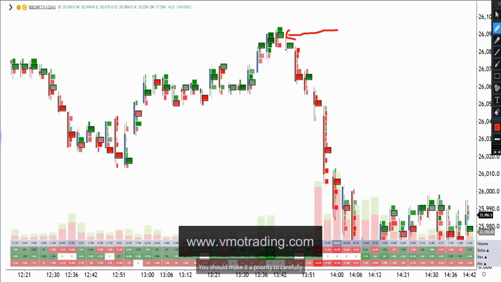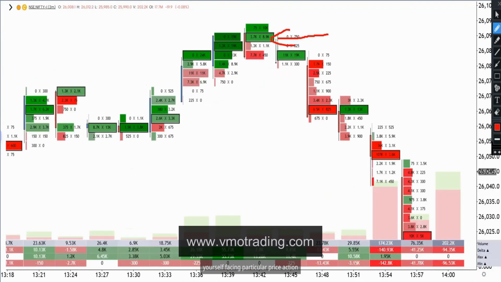You should make it a priority to carefully analyze and evaluate order flow in these specific market conditions only when you find yourself facing particular price action scenarios that also happen to make perfect sense within the broader holistic context of the current trading environment.